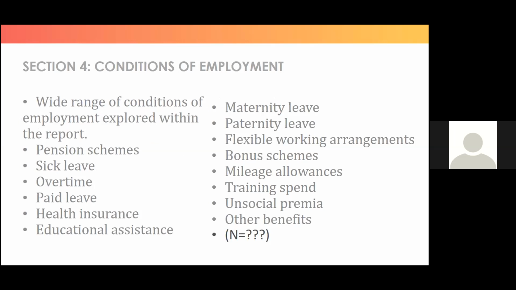We cover everything, and Hazel mentioned a few of these in her presentation as well. So pension schemes, sick pay, overtime, paid leave, health insurance, educational assistance, training, maternity leave, paternity leave, bonus schemes, mileage allowances, on-call premium, other benefits. I have N there at the very bottom, and that's just to state that not all 346 organisations provide any section. So there will be an N on each section that tells you how many organisations provided information, what exactly you're looking at in terms of representativeness within the data. So if we could move on, Lauren, to the next slide, please.